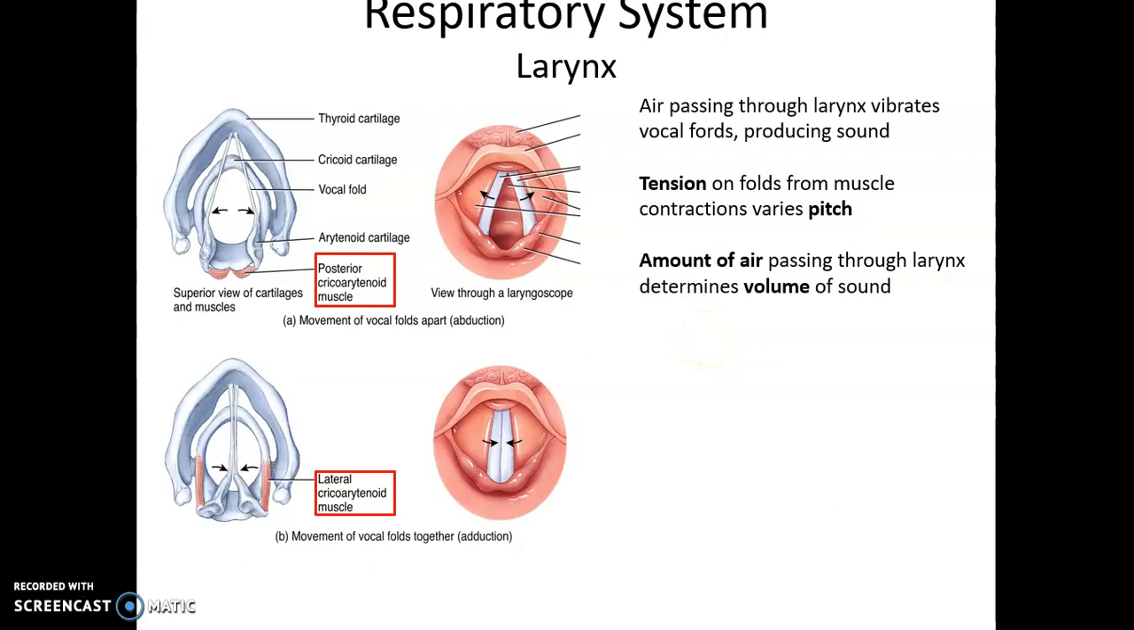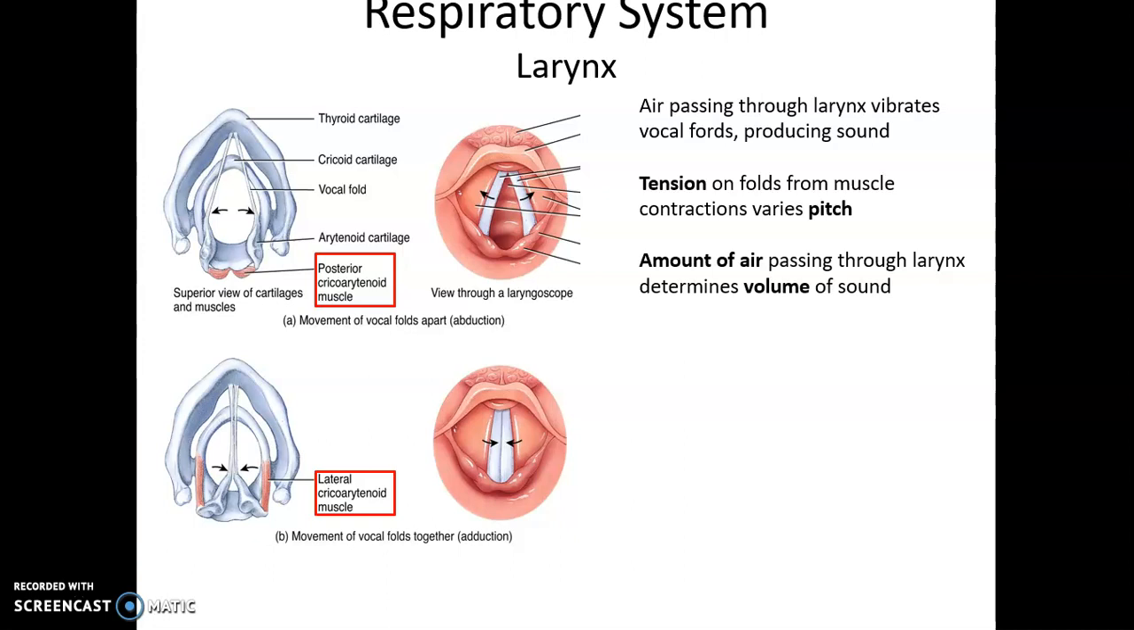All right, when air passes through the larynx, it causes the vocal folds to vibrate. And it's that vibration that produces the sound. When the tension on the folds is increased or decreased via muscular contractions, that can vary the pitch, making the sound higher or lower. When tension is increased, that will lead to a higher pitch. When the tension is decreased, it'll lead to a lower pitch.